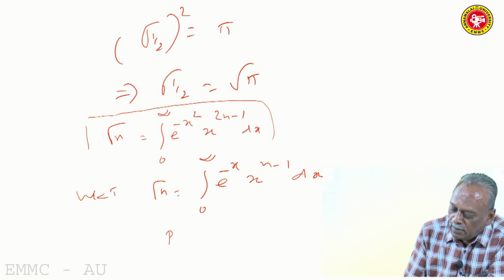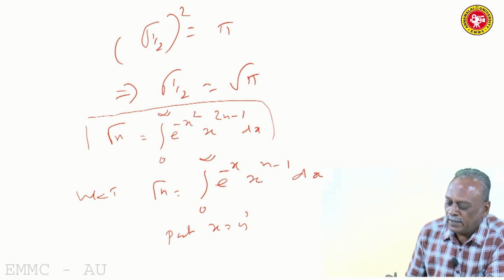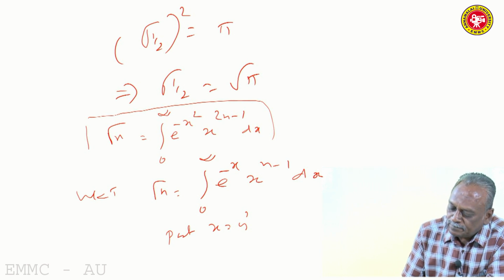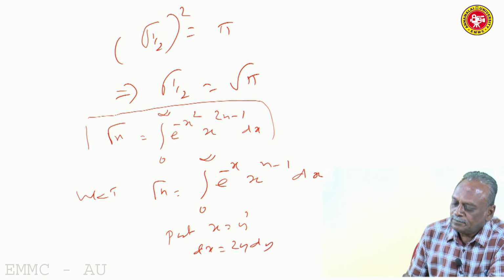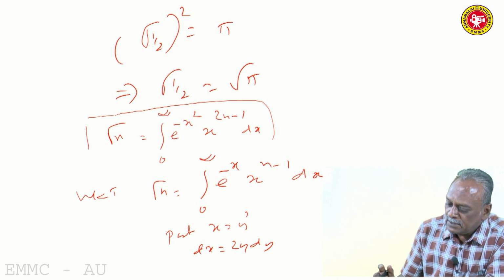I put x equal to y square. So dx becomes 2y dy. When x equal to 0, y also 0. When x equal to infinity, y also infinity. Therefore, the integral becomes, put x equal to y square and dx equal to 2y dy.